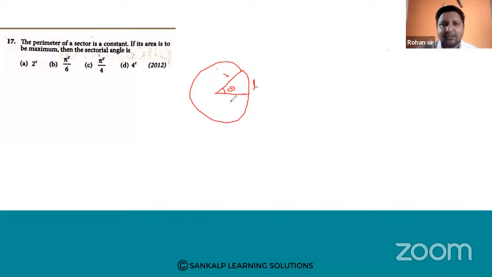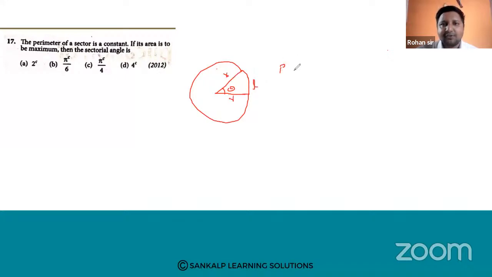The first question is: the perimeter of a sector is a constant. If its area is maximum, then the sectorial angle is what? So we need to calculate the sectorial angle. We will try to understand it from the figure. Here we are considering a circle, and this is the sectorial angle. This is the length of the arc, this is the radius, and this is the radius.